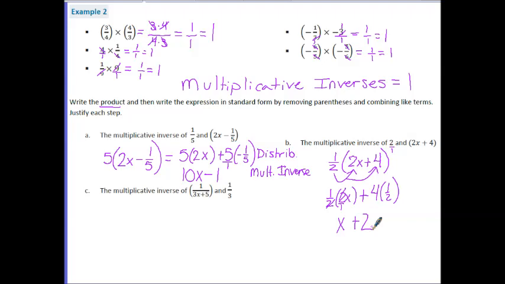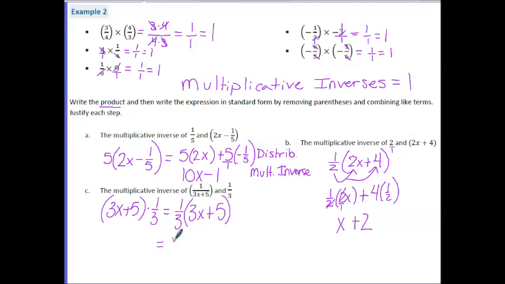Part C says to multiply the multiplicative inverse of 1 over 3x plus 5. So this is just saying to take the reciprocal of this, which is 3x plus 5. Now because there are two terms there, I'm going to keep it grouped in parentheses. And we're multiplying this by 1/3. If you're not comfortable in this form, you can use the commutative property to switch them. So we have 3x plus 5. So again, we're going to distribute.